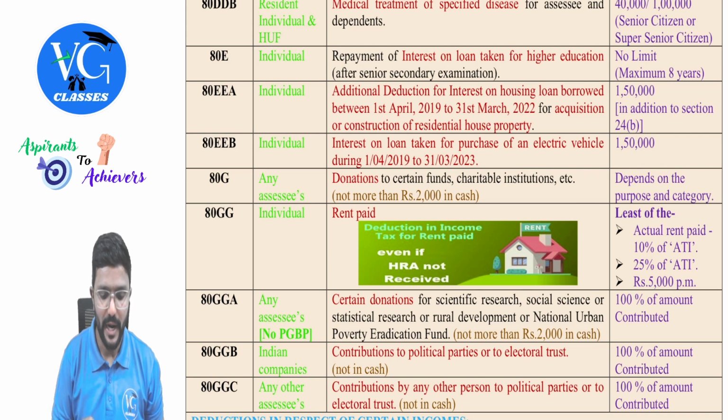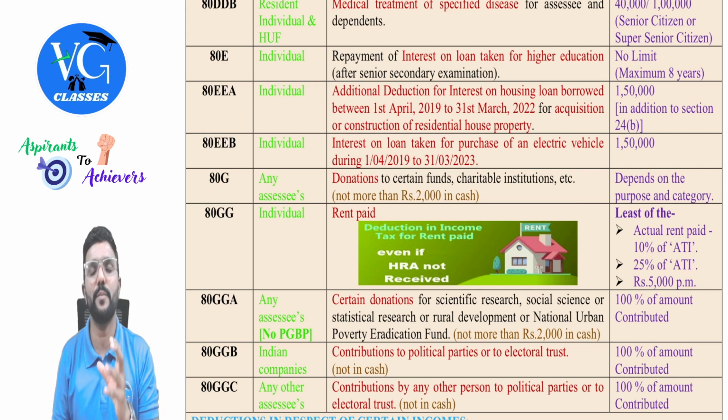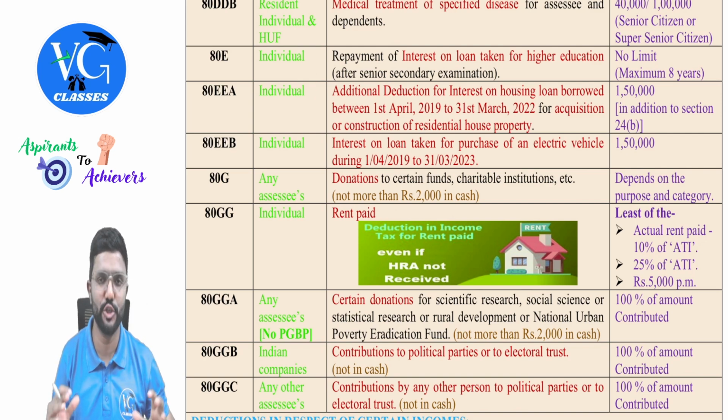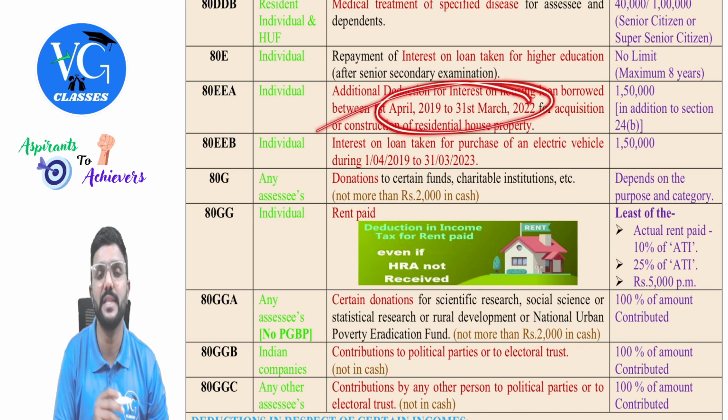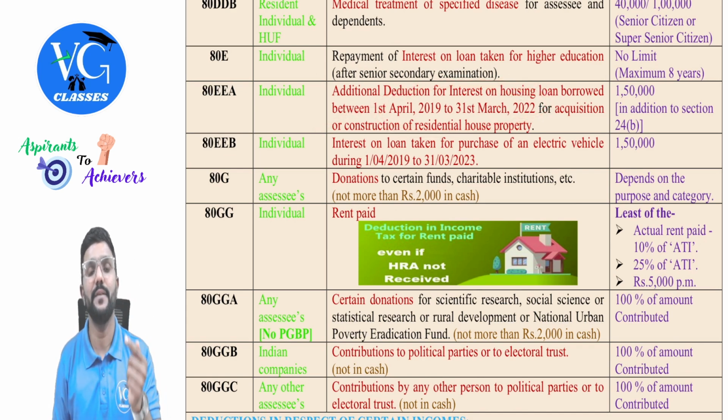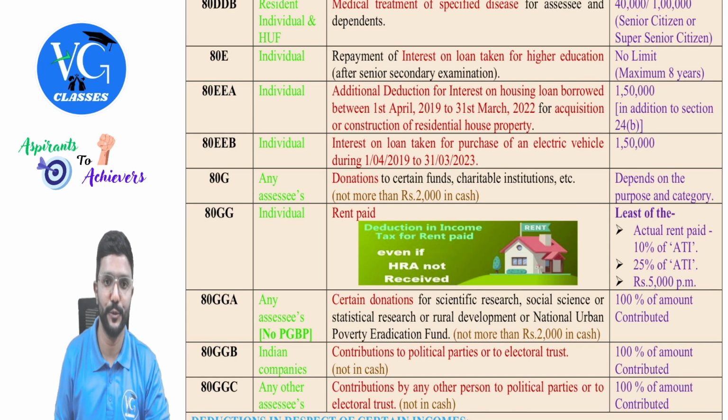Please be careful here: the value of the property, that is the stamp duty value of the property, cannot be more than 45 lakh. It should be an affordable house and the loan should be taken only between these dates. In that case, even interest paid during the previous year can be claimed as deduction.